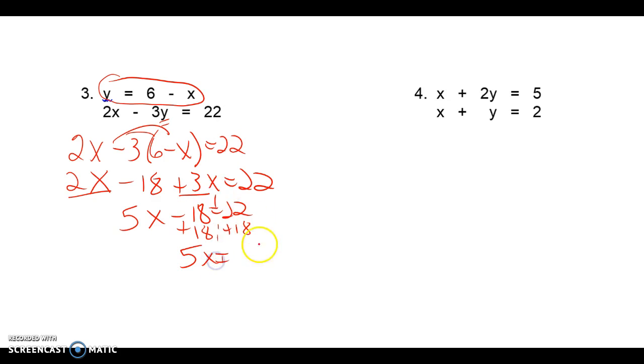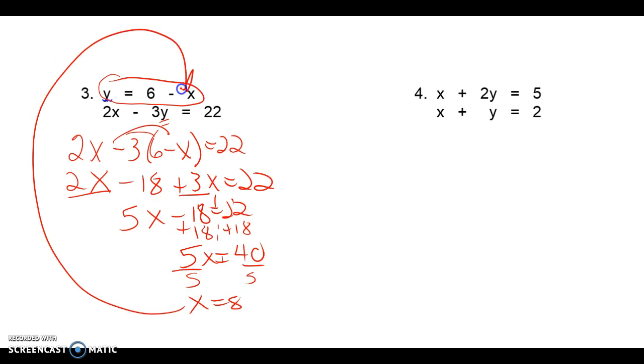Add 18: 5x equals 40. I'll divide by 5. x equals 8. I'll come right back here, and I'll say y equals 6 minus 8, which is negative 2. So my point is (8, -2).